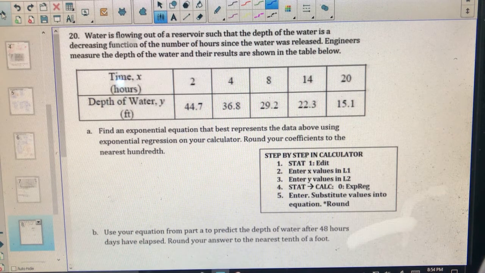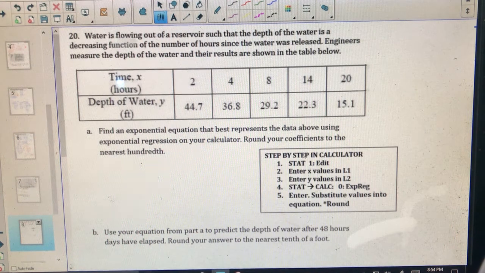Okay, A says, find an exponential equation that best represents the data above using exponential regression on your calculator. Round your coefficients to the nearest hundredth. So the numbers that pop up in your calculator need to be rounded to the nearest hundredth, which means 2 places after the decimal point.